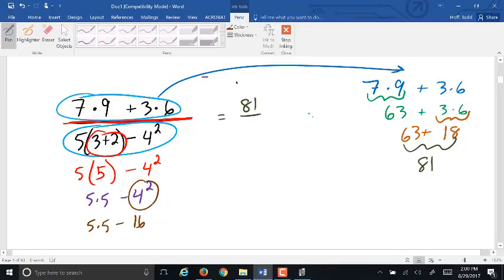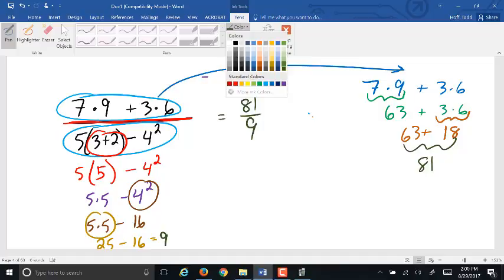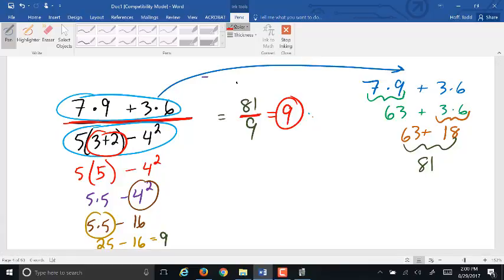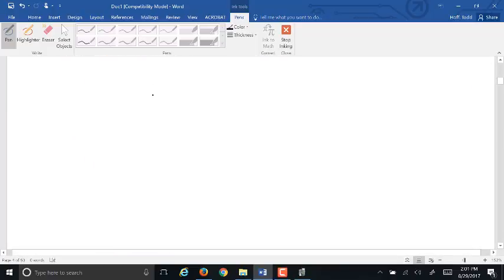And then we're going to multiply. 5 times 5 is 25 minus 16 is 9. So the bottom is 9. Now that we've completed everything on top and everything on bottom, now we can divide. 81 divided by 9 is 9. So that's another form of enclosing symbol that we run into. Another one might look like this.